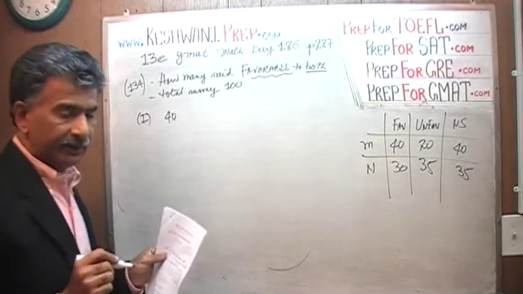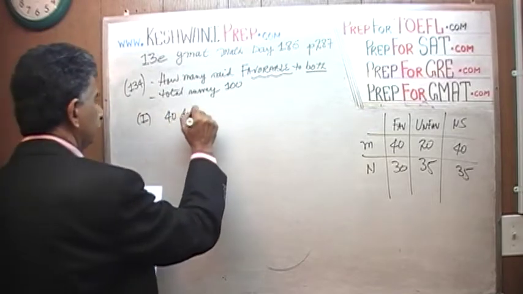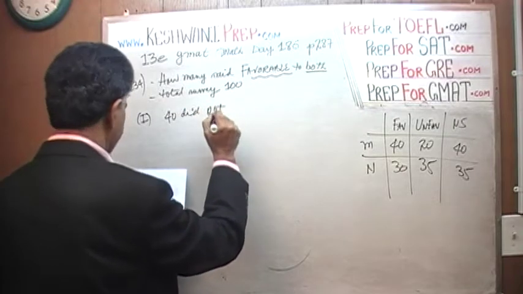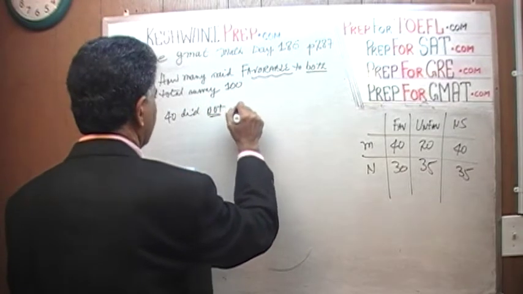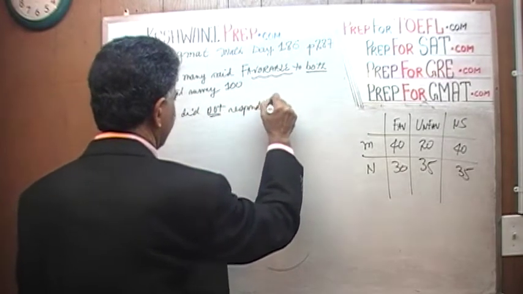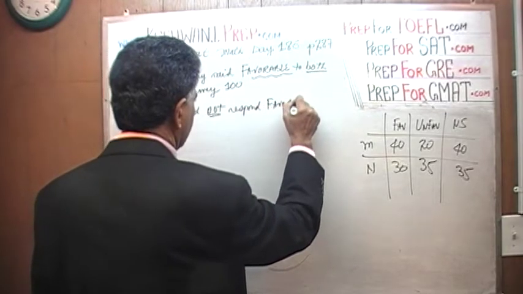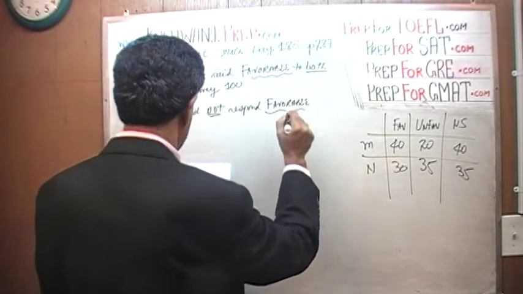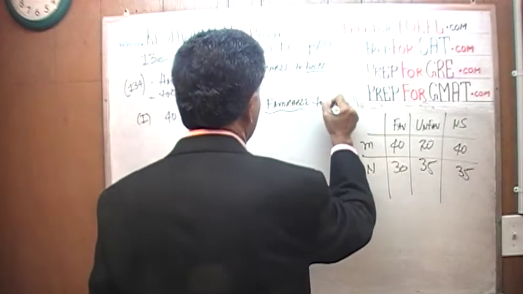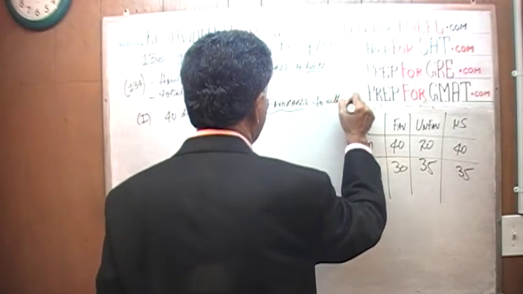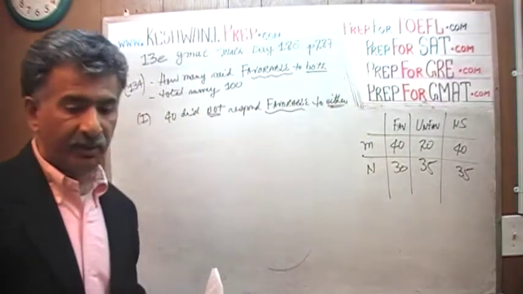In the first statement, they tell us that 40 did not respond favorable to either. 40 did not respond favorable to either.